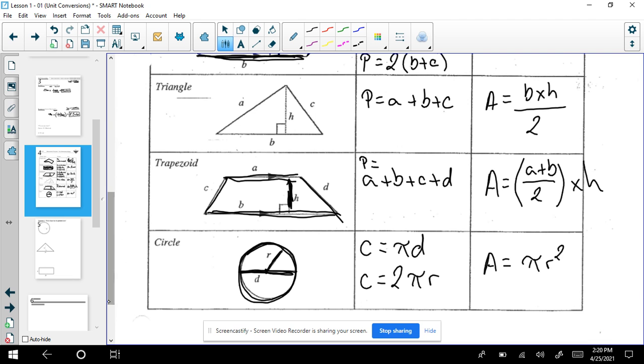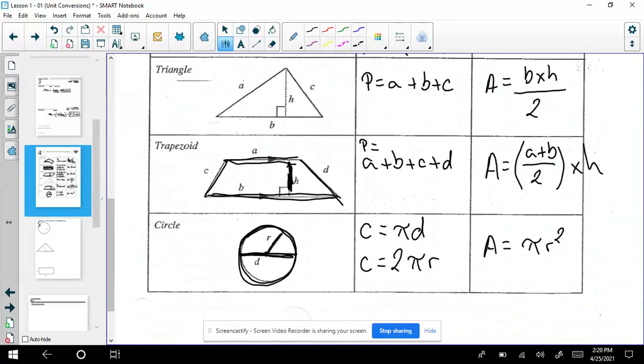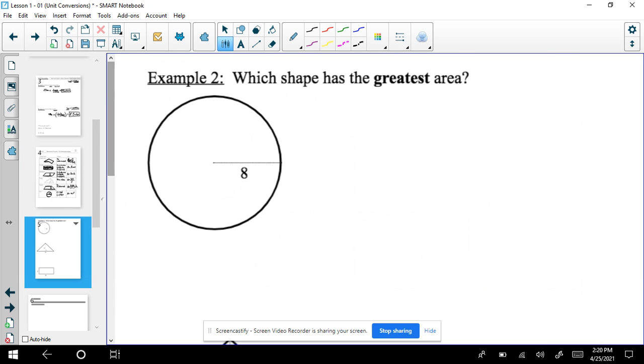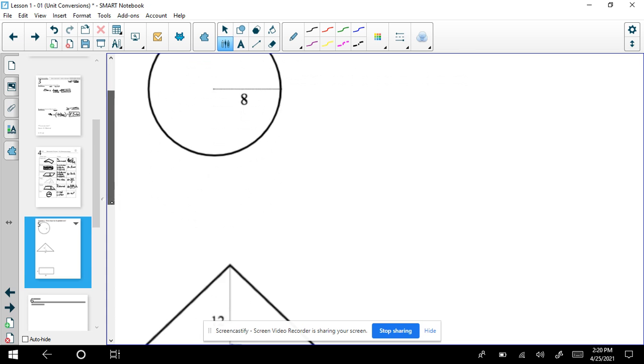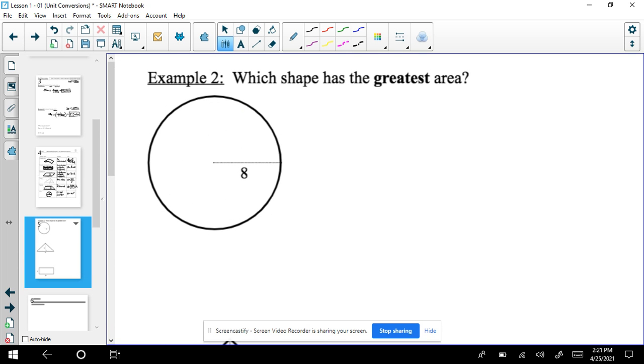Okay, so I'm hoping you filled that out with me. If not, please find one that's actually useful to you or fill it out later, but these are going to be needed for this lesson and the next lesson. So we have some questions here that we're going to go over. For example 2, I'm asking which shape has the greatest area, and there are 3 different shapes, right? So I'm going to use my area equations.